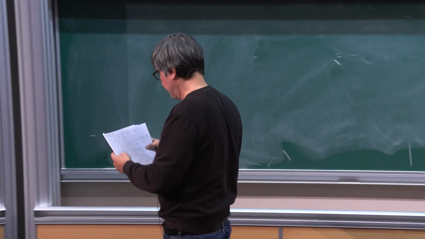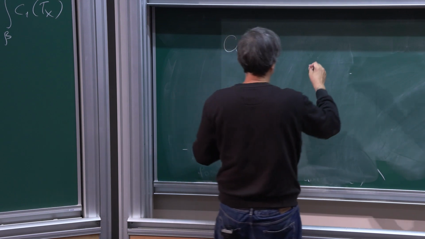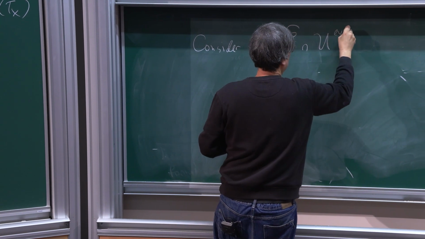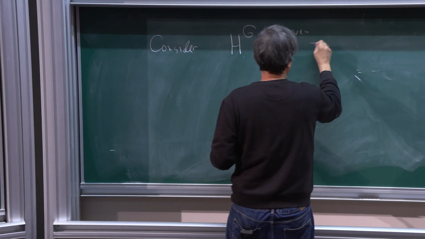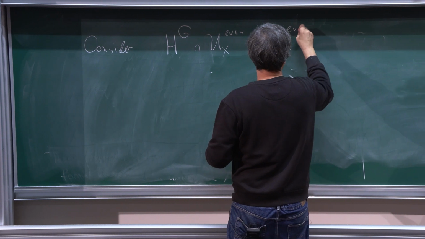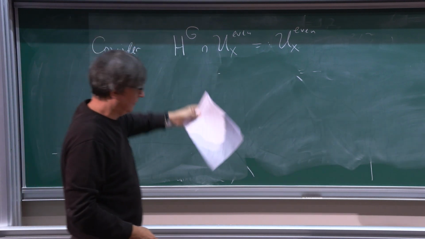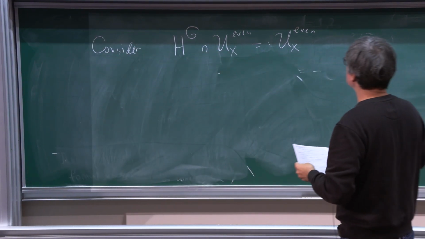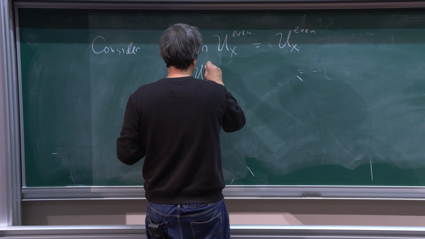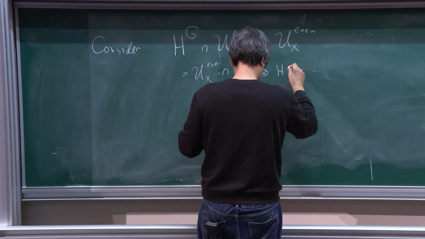How is it defined? Definition. Consider a kind of fixed locus, Ux even. I consider in my domain only combinations of Hodge classes. So by definition it's the same as Ux even intersected with the complexification of the space of Hodge classes.